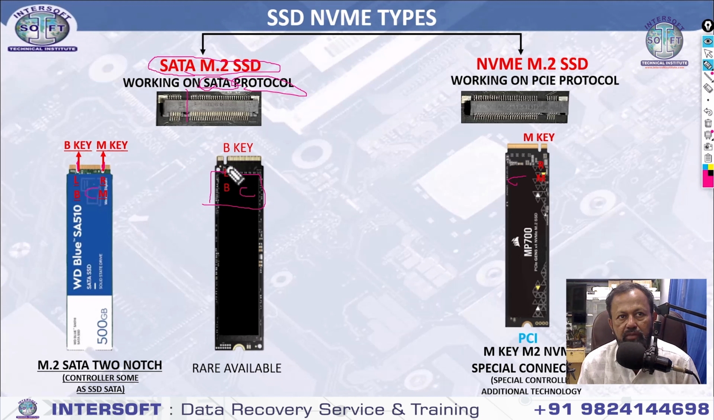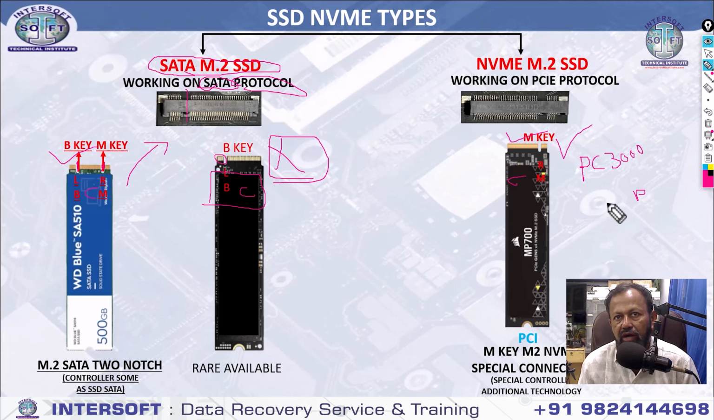In some NVMe you can find only one notch, but this is very rare. It is available with two notches, B and M, or just M. This is a very rare case you can see in the field. But normally they come as NVMe M.2 or SATA M.2. So SATA M.2 we can connect easily with the MRT or PC 3000 UDMA, no problem. But these only run in PC 3000 Portable for data recovery purposes.